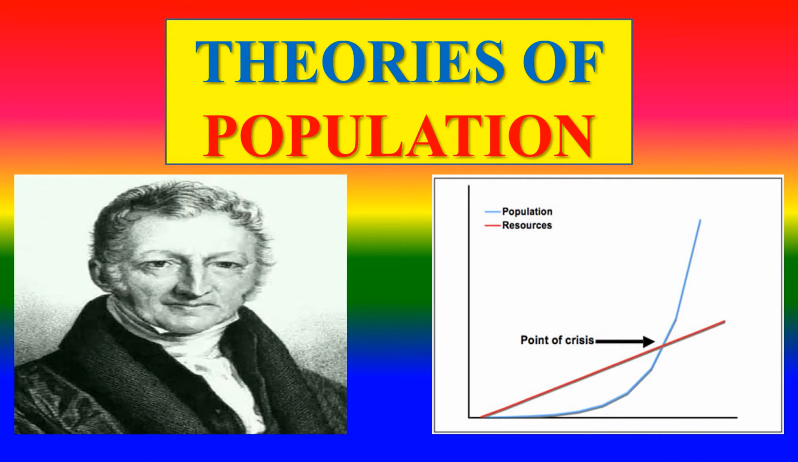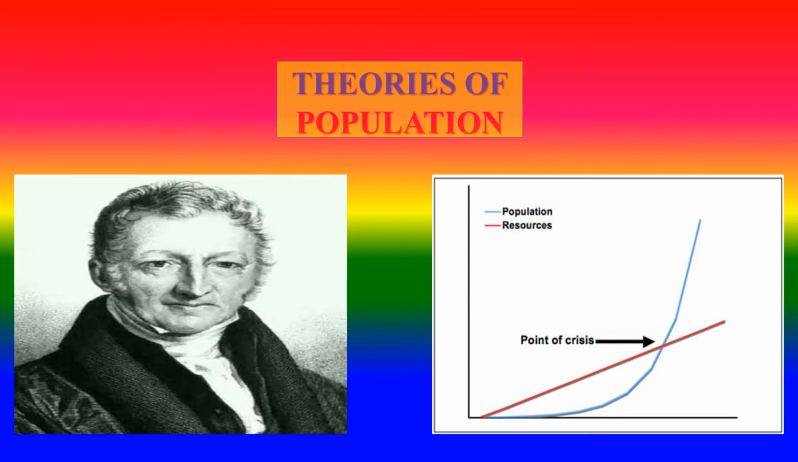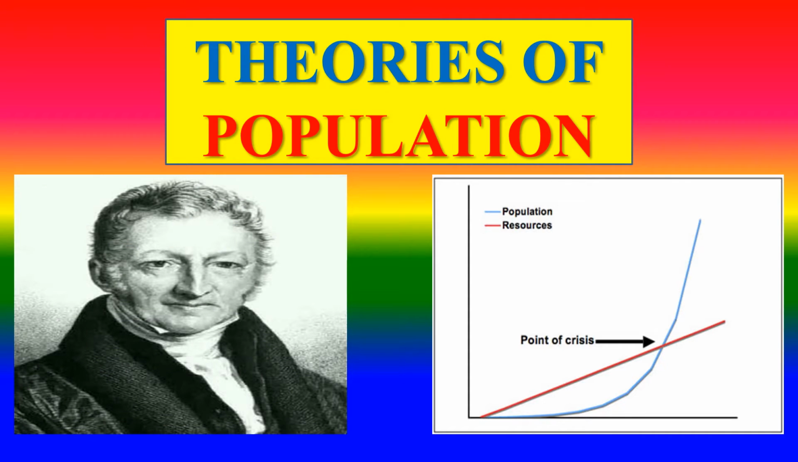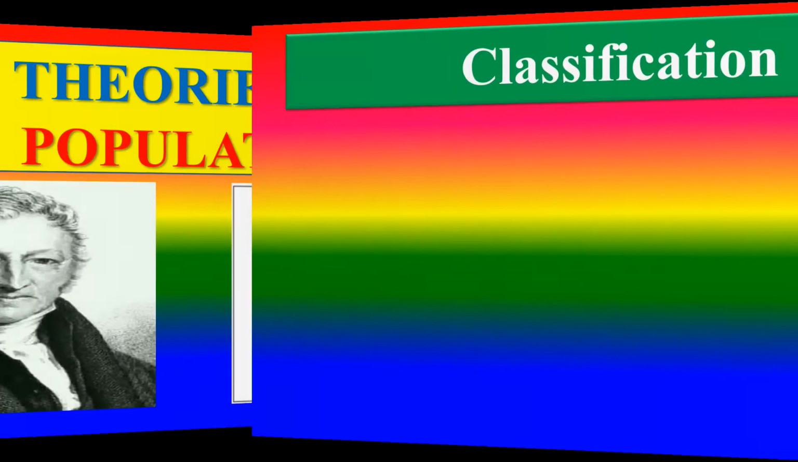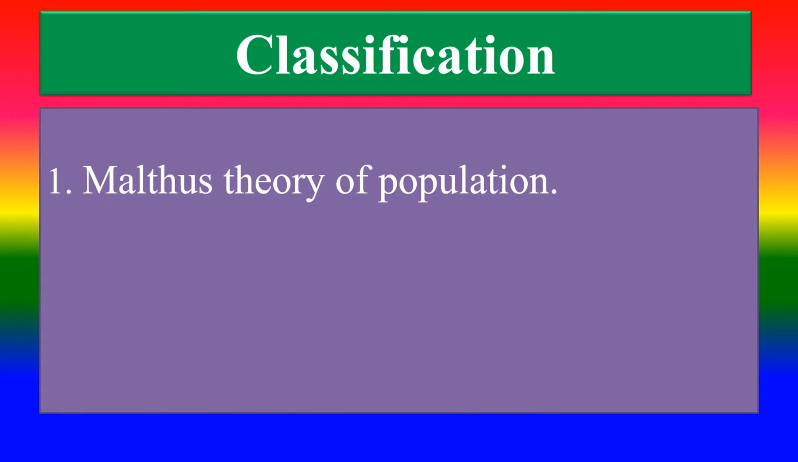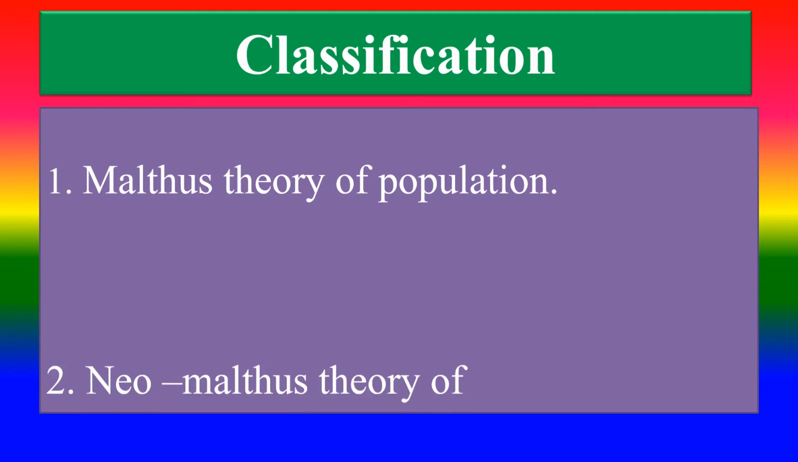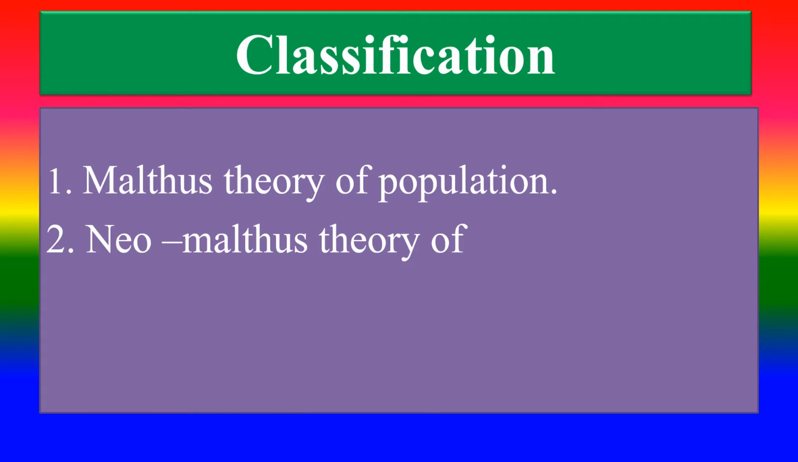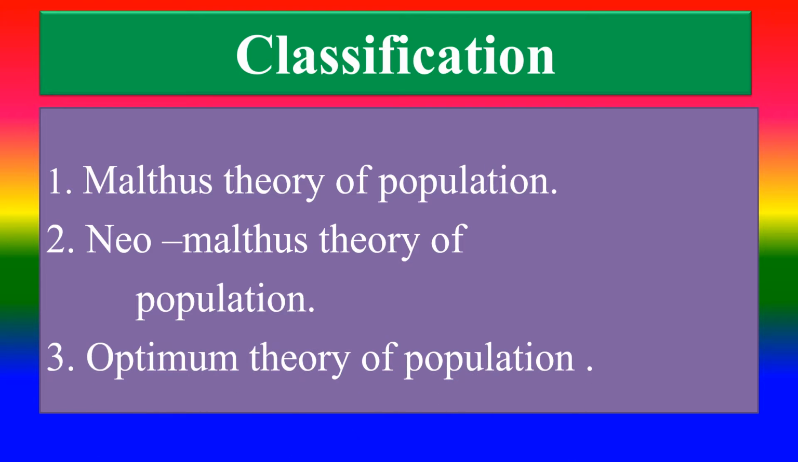Next section, theories of population. Classification of population theory. First, Malthus theory of population. 2. Neo-Malthus theory of population. 3. Optimum theory of population.